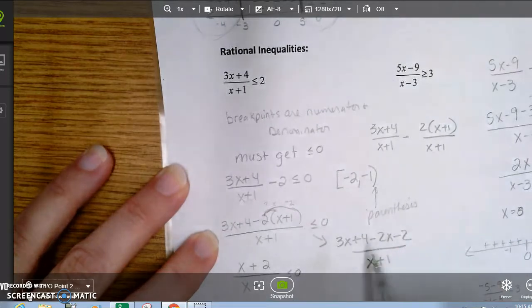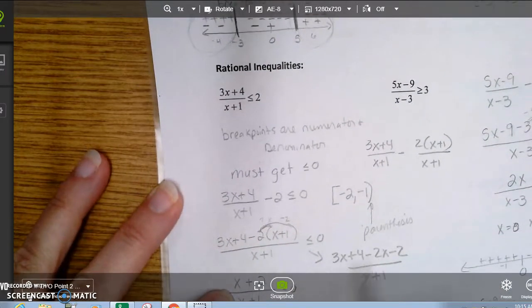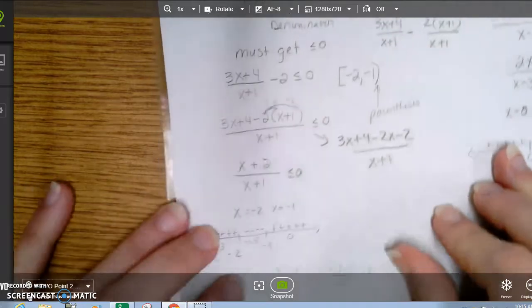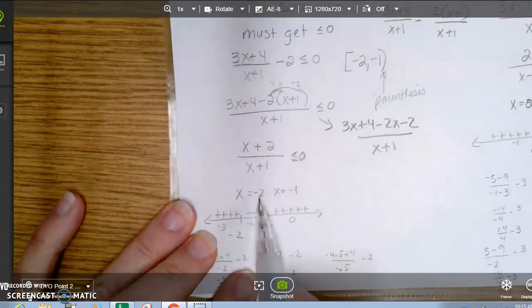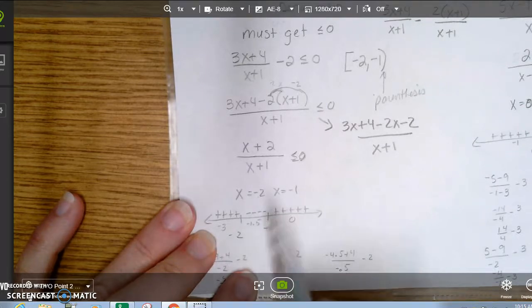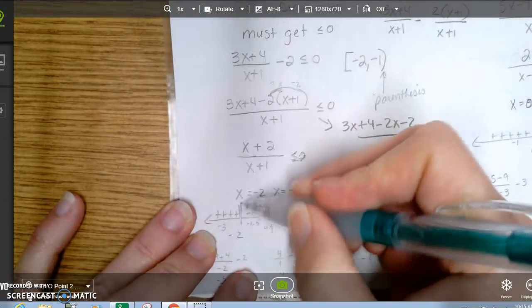Sorry, I left out a step. And then I combine like terms, and I end up with (x + 2)/(x + 1) is less than or equal to 0. So my breakpoints are going to be the numerator and denominator. So the breakpoints are -2 and -1. So here are my breakpoints on my number line.